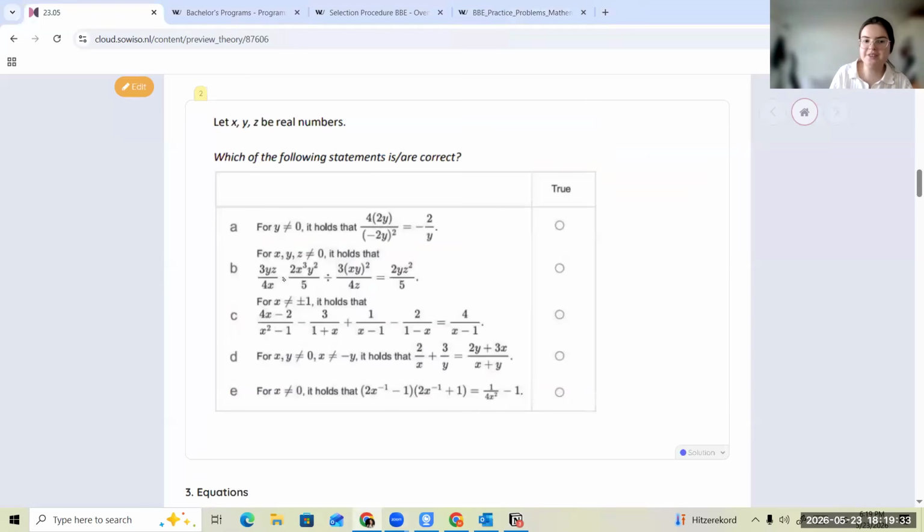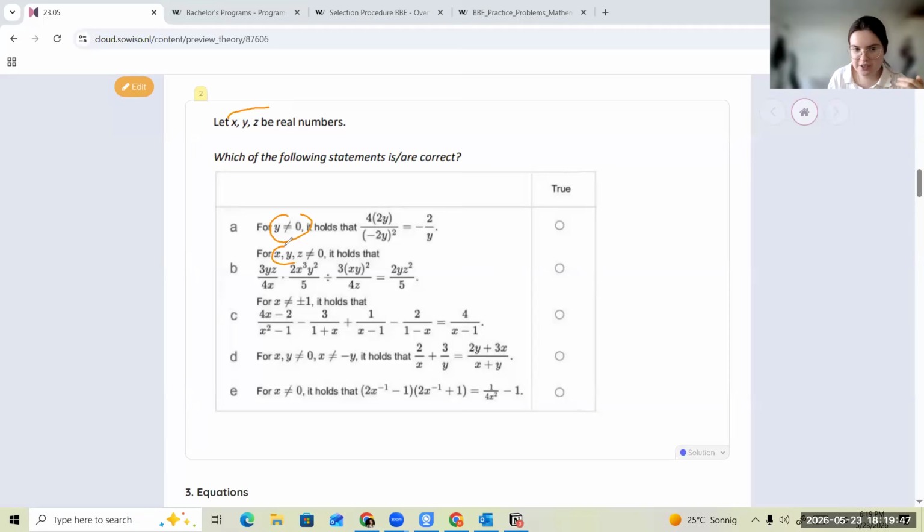This one, some things look scary, but they're not. And always pay attention to the definition. So for example, X, Y, and Z are real numbers, including 0, right? But here, they say that Y isn't equal to 0. This is the only reason you can just cancel it out eventually.